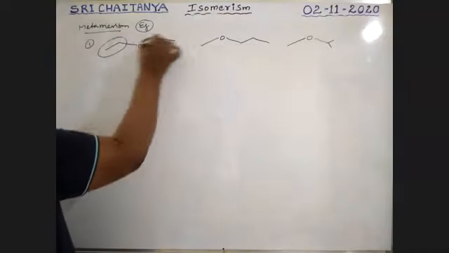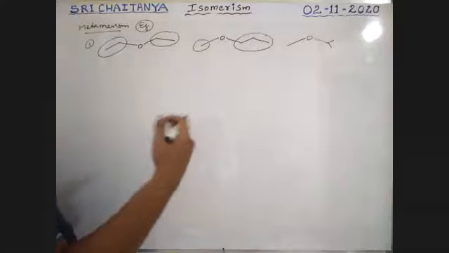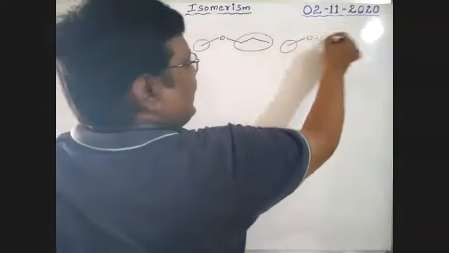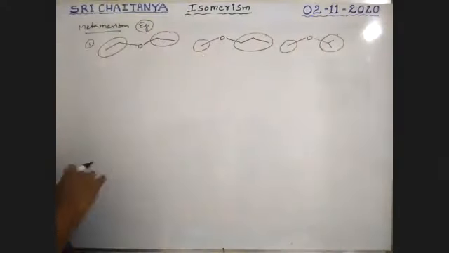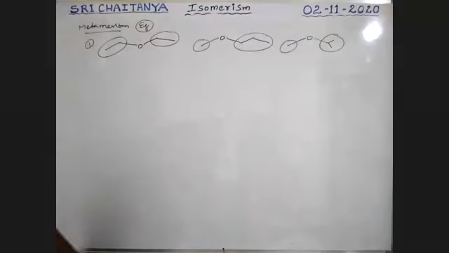So ethyl, ethyl. Methyl, propyl. The functional group is the same, but the attached alkyl groups are different. It is methyl and it is isopropyl. That means all these three are collectively called metamers. Next, second example. See here.